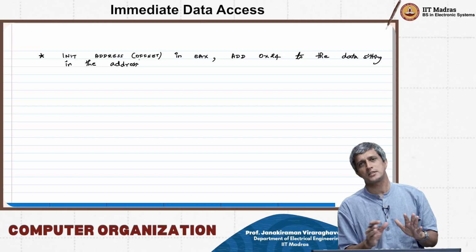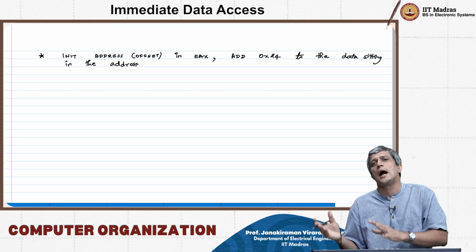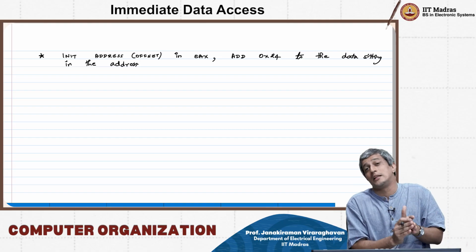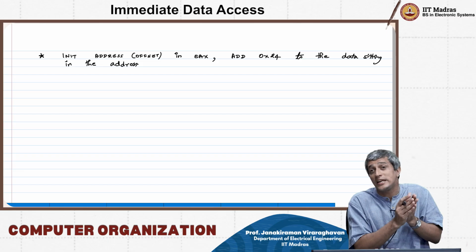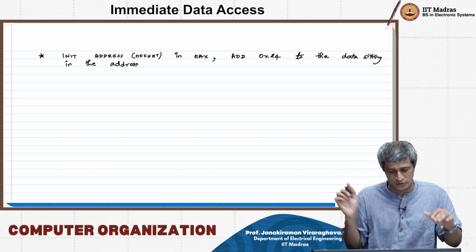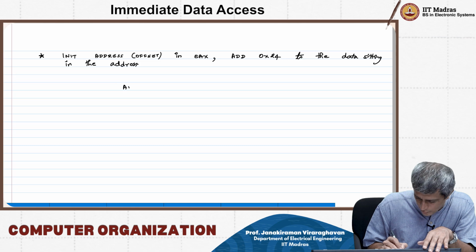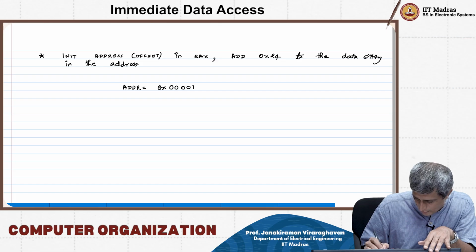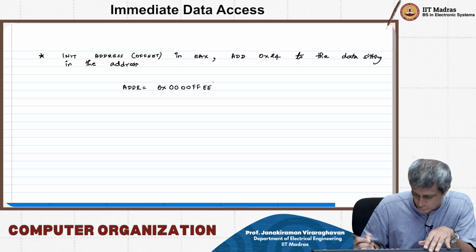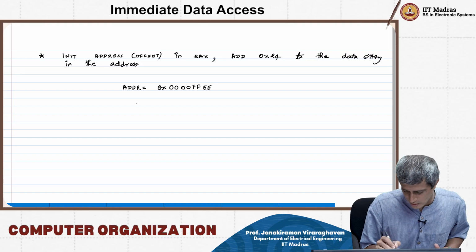Okay, so what I mean is, now there is a certain address which is available as immediate data. I want to load that into a register. Then I want to add an immediate data to that particular data coming from that address, right? So what do I have? Let's say that address offset is some 0x0000FFEE. Okay, this is my immediate data that is available, and I want to load this into a register.